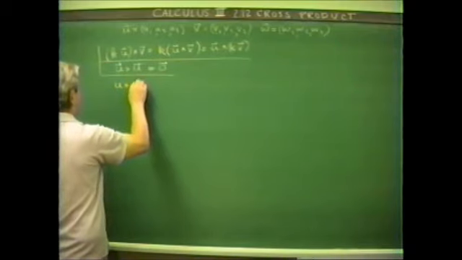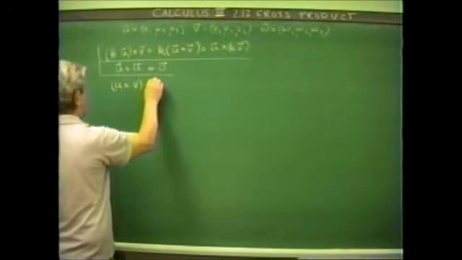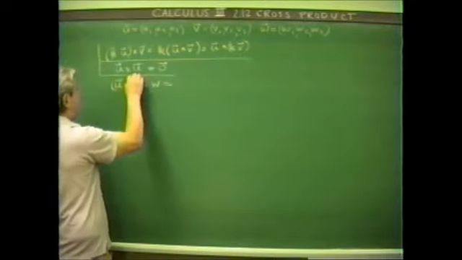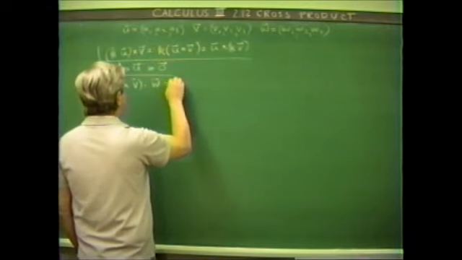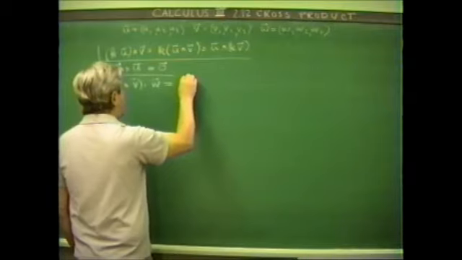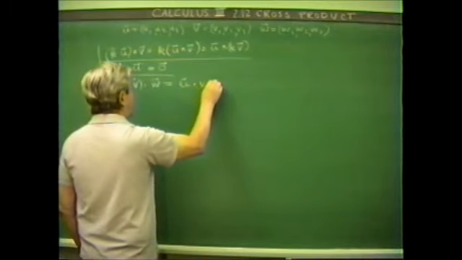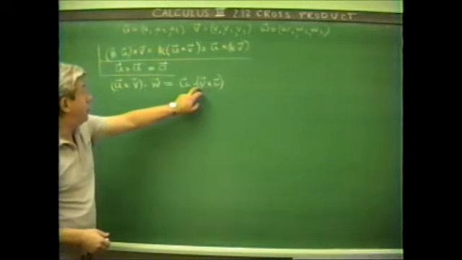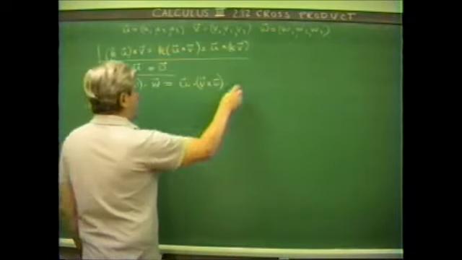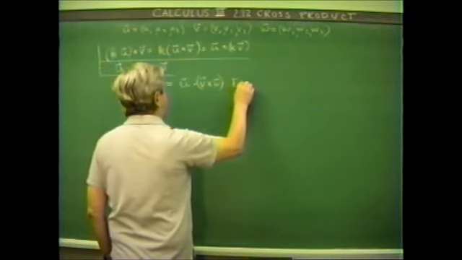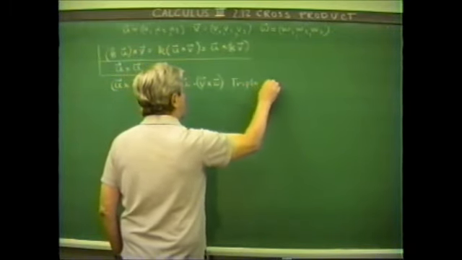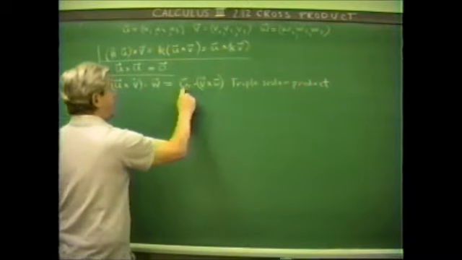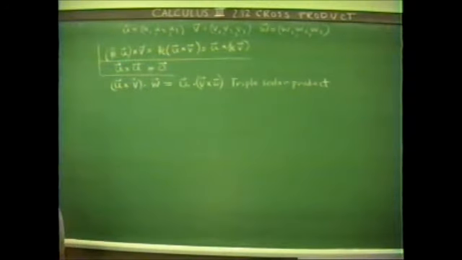You take u crossed with v, and dot this with w. The cross product gives you a vector, and you dot that with the vector w. This is the same as what you get if you take u and dot it with v crossed with w. So if you interchange the cross and the dot here, you get the same quantity. This quantity right here is sometimes called the triple scalar product, because it takes 3 vectors and it gives you a scalar as a consequence.